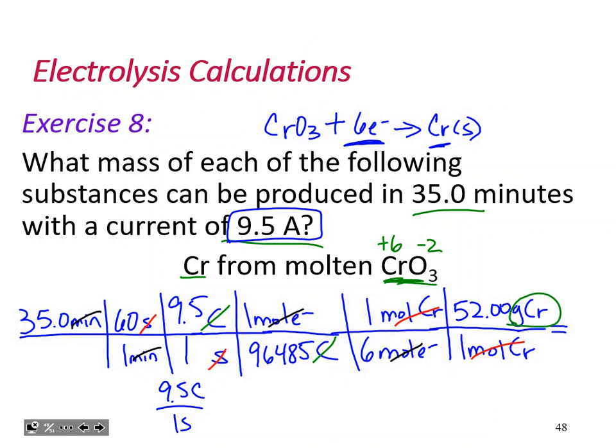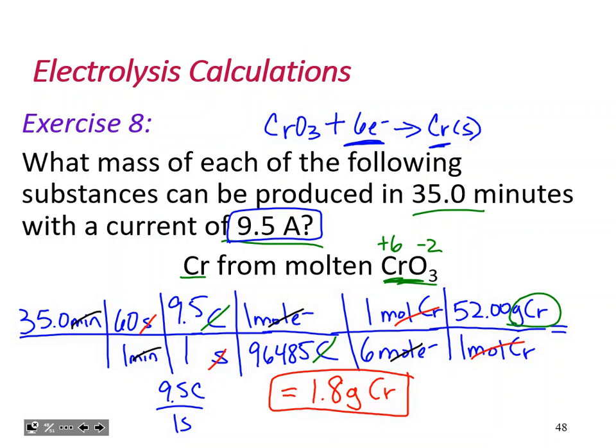So do the math real quick. 35 times 60 times 9.5 times 52 divided by 96,485 divided by 6. And I'm getting a mere, tiny amount of 1.8 grams of the chromium. Not very much chromium from that 35 minutes being produced there.